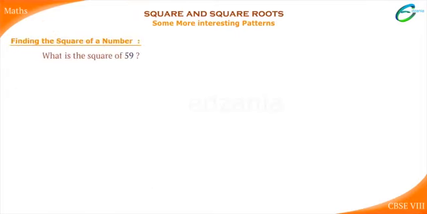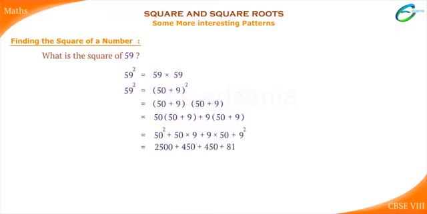What is the square of 59? To find the square of 59, should we multiply 59 by 59? Isn't it tough? So we have another easy method to find the square of 59. 59 can be written as 50 plus 9. So we have to find the square of 50 plus 9 by multiplying 50 plus 9 by 50 plus 9. After simplification, we get 3,481.